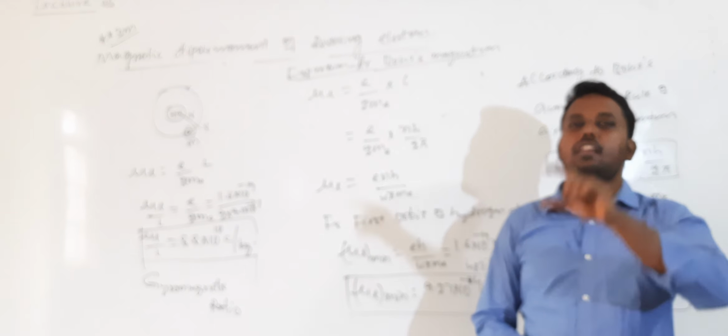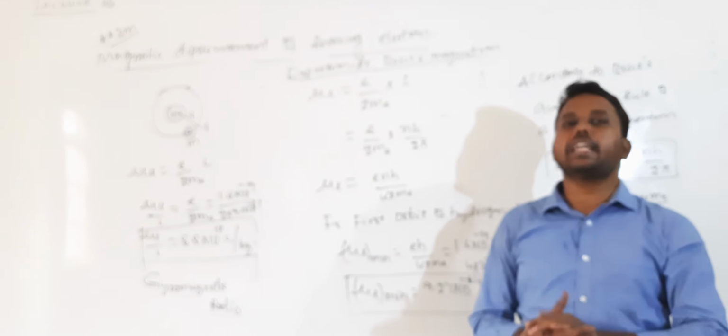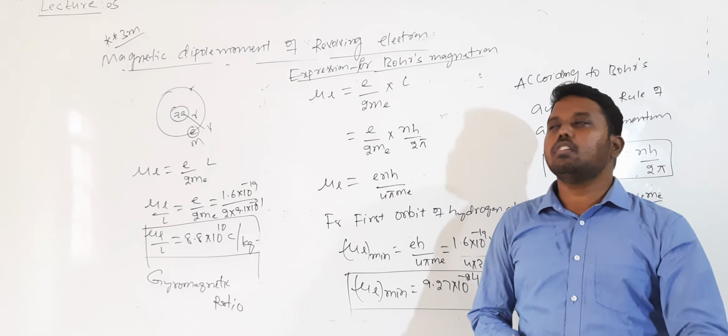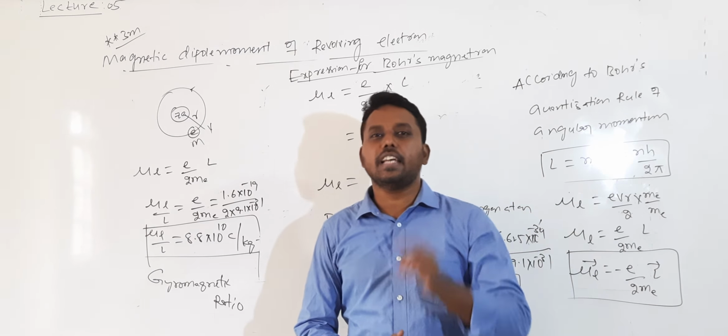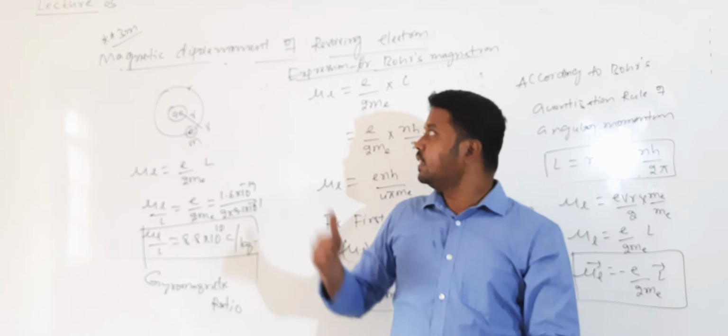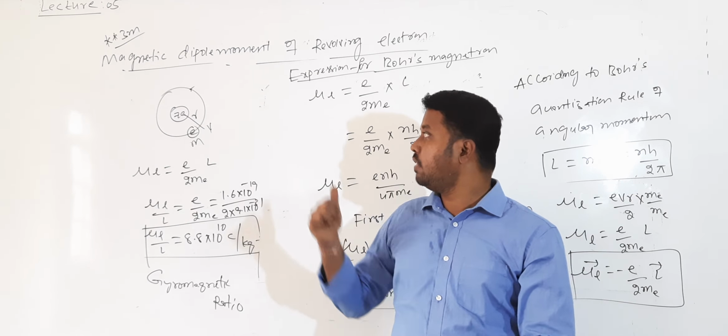So this is the magnetic dipole moment of a revolving electron. Just as a circular loop produces a magnetic field, a revolving electron also produces a magnetic field. For a circular loop the magnetic moment is n into I into e, and the revolving electron's magnetic moment is given by mu.